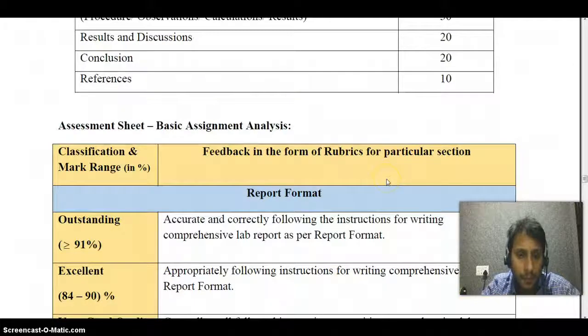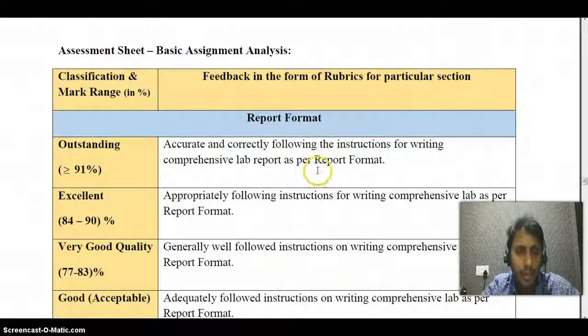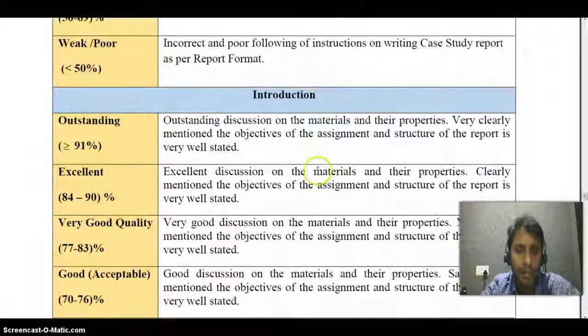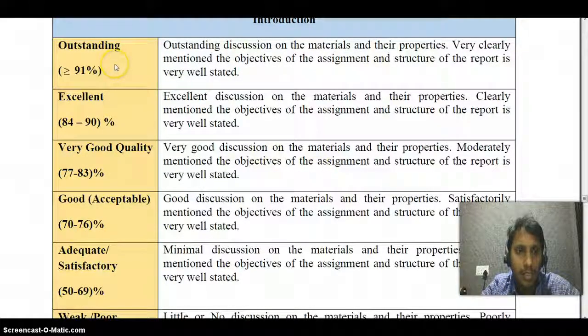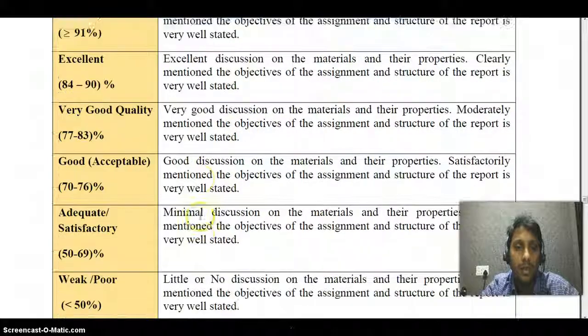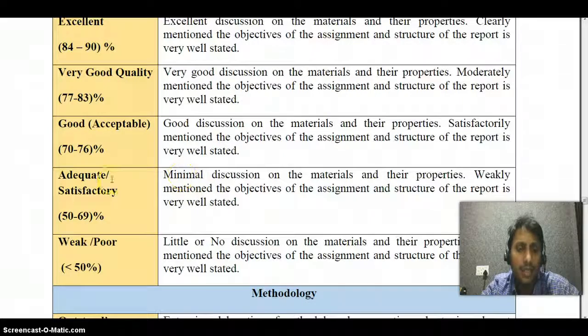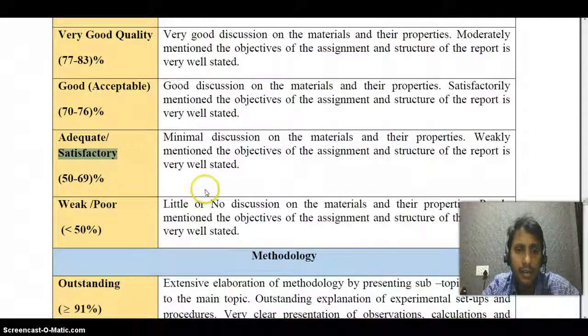As I explained to you in the previous video about the rubrics, so the report format, the introduction, for example, if you want to get an introduction outstanding marks, your discussion should be outstanding on the materials and their properties. Very clearly mentioned the objectives of the assessment, and the structure of the report is very well stated. So the next category is excellent, the next is very good. If you provide minimal discussion, your report will be accepted as a satisfactory category. If there is no discussion, you will get less than 50 marks, which is considered a fail. Like if it is less than 50%, it is very weak or poor performance.